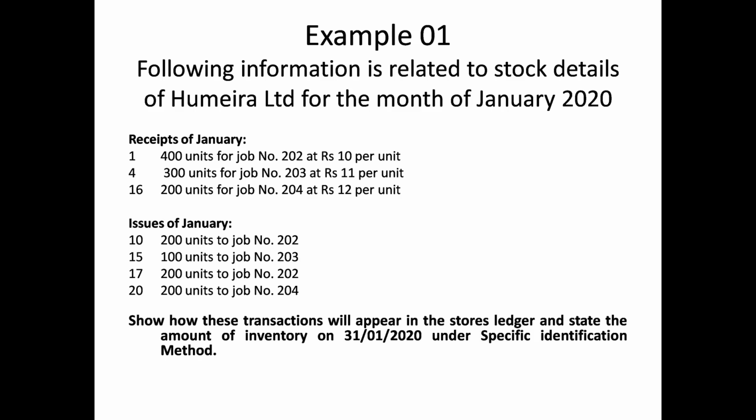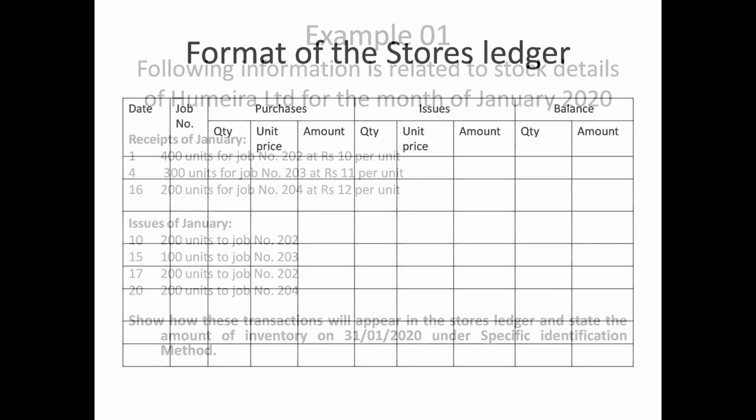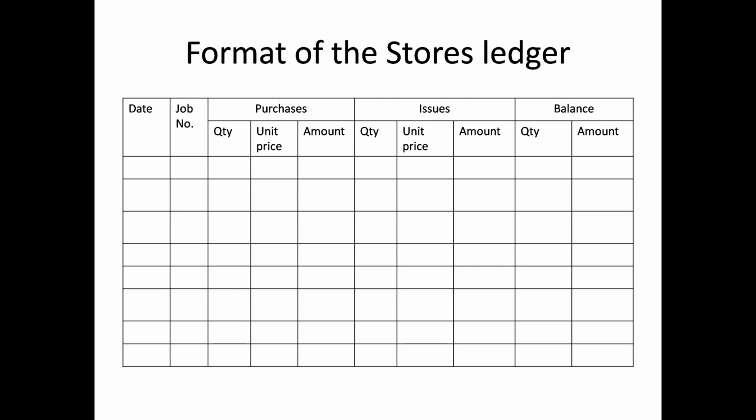Now we are going to prepare the stores ledger under specific identification method. Look at the format now. When it comes to a stores ledger, it has three main sections: purchases, issues, and the balance. Purchases. You buy your inventories and then you issue them for the production or for the purpose of selling. And the balance. Purchases will increase the balance and the issues will decrease the balance.